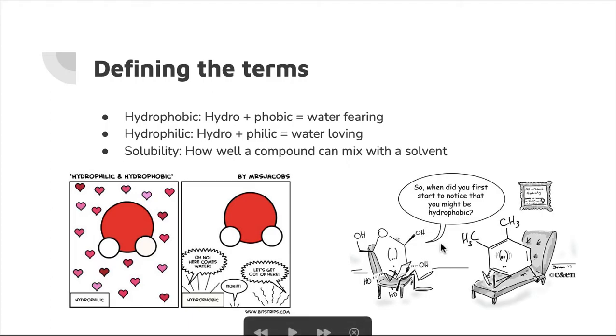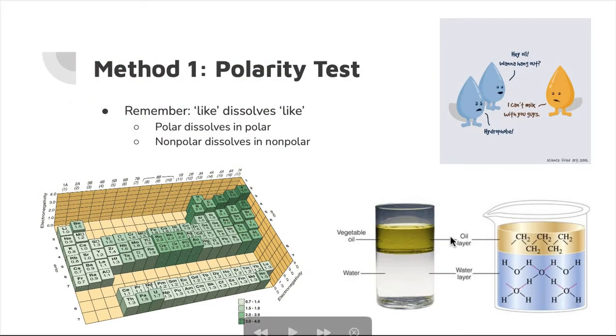So I'm going to show 3 methods of how to use the given structure to determine solubility, and they're not standalone methods. I usually use 2 or sometimes even all 3 of them together, but it's really just dependent on how comfortable and confident you are with each method and with the process that you use to get the answer. So the first method is the polarity test.